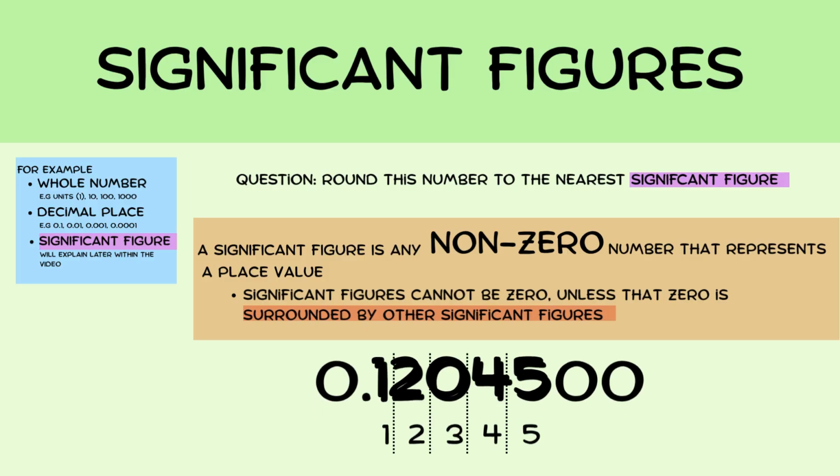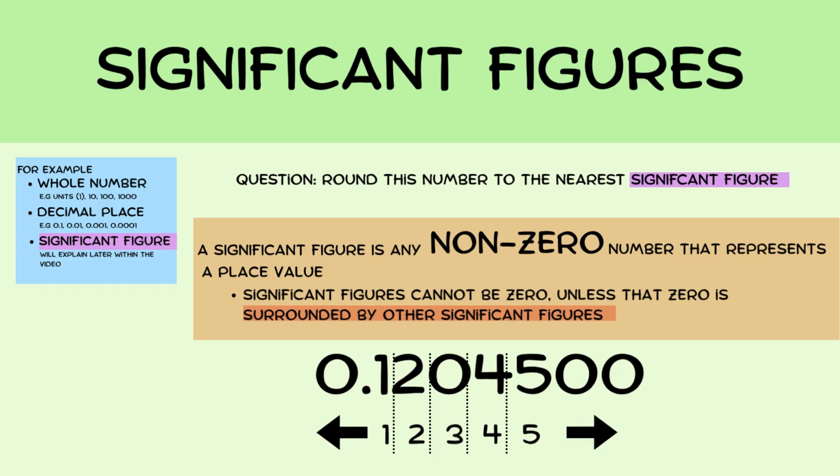However, in this case, where the zeros are to the left or right of non-zero numbers, there are still 5 significant figures, as the leading and trailing zeros are insignificant. Only the middle 0 is significant.